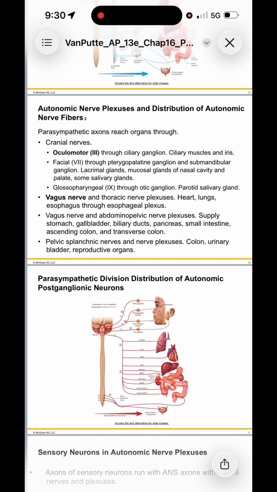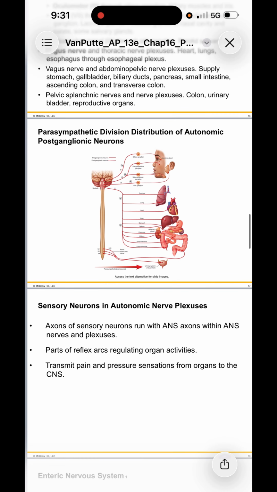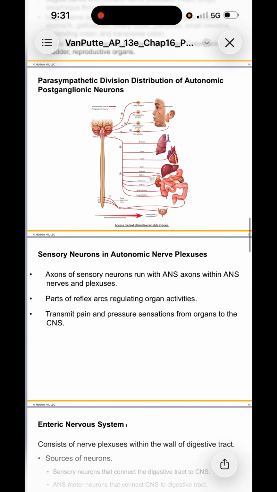nerve plexuses to the heart, lungs, and esophagus through the esophageal plexus; vagus nerve and abdominal pelvic nerve plexuses supply the stomach, gallbladder, biliary ducts, pancreas, small intestine, ascending colon, and transverse colon; pelvic splanchnic nerves and nerve plexuses supply the colon, urinary bladder, and reproductive organs. Parasympathetic division, distribution of autonomic postganglionic neurons.